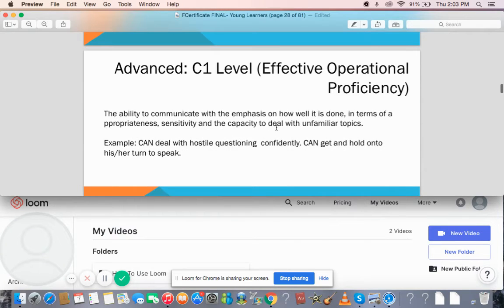Then we have C1 level, effective operational proficiency: the ability to communicate with the emphasis on how well it is done in terms of appropriateness, sensitivity, and the capacity to deal with unfamiliar topics. For example, they can deal with some hostile questioning confidently. So, for example, debate, doing a really full-blown debate. What else could you do as an activity for C1?